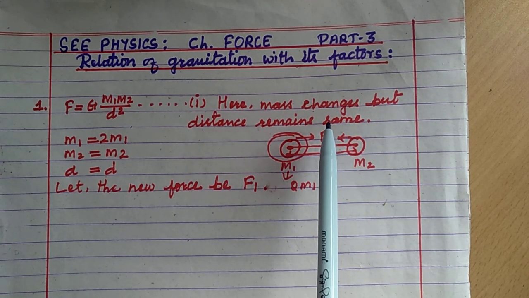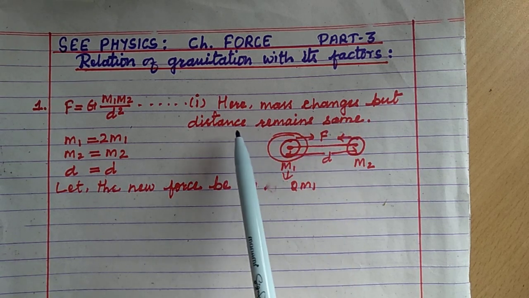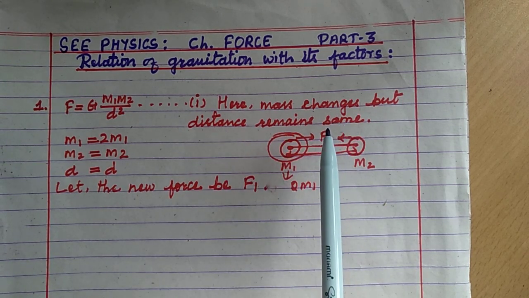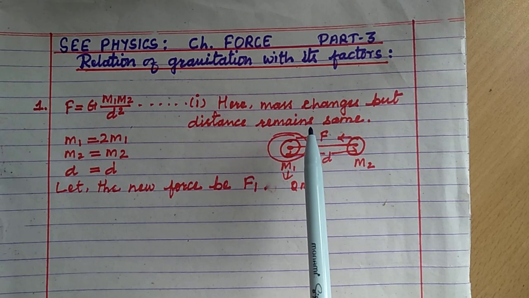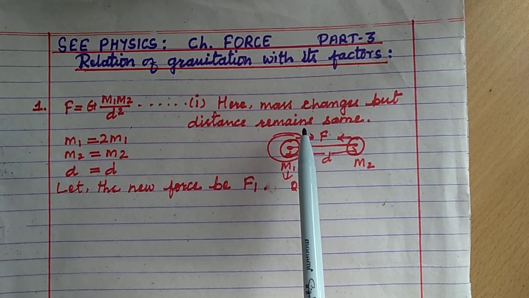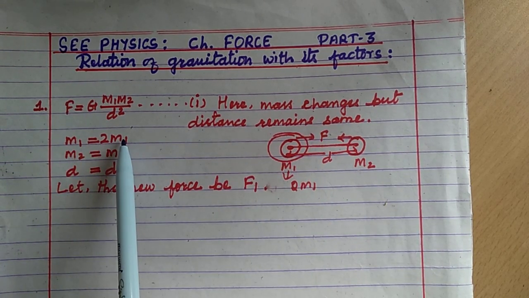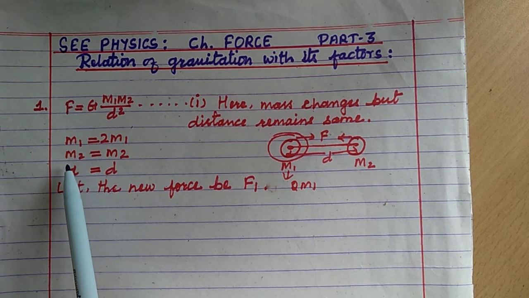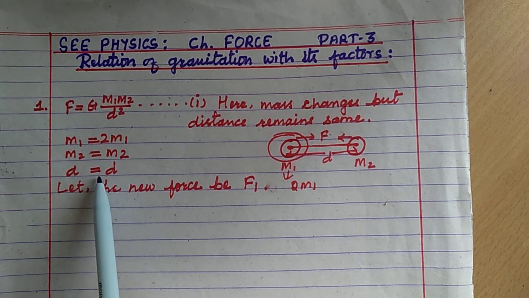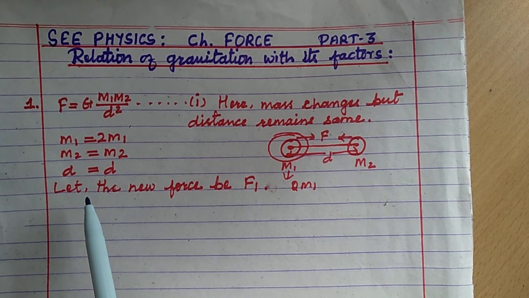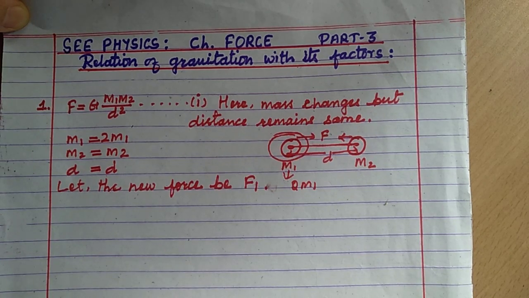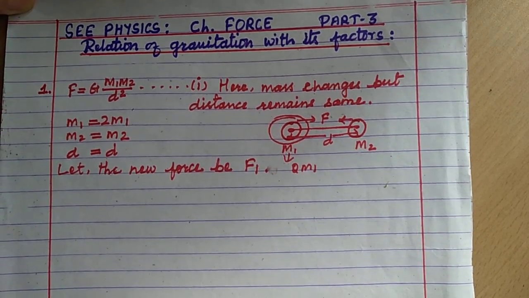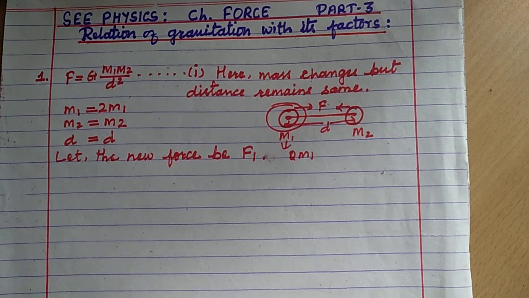What will happen to the gravitational force? In which way will the gravitational force change when mass changes but distance remains the same? So what change will be there in the calculation of gravitational force when the mass of the first body becomes 2m1 instead of m1, m2 remains the same and D also remains the same? So we are going to see it from calculation. We are going to do the calculation to see the changes in the gravitational force.